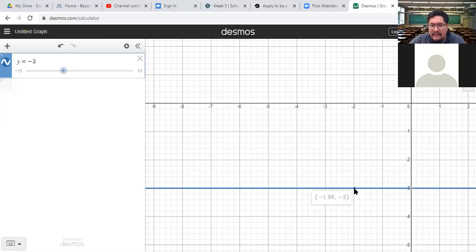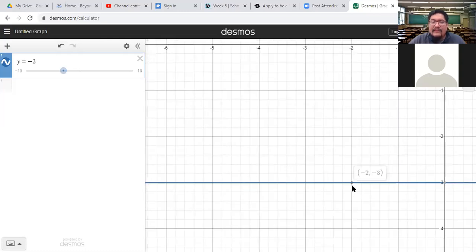which, well, you could probably already tell what's going on. Zoom in some more. (-2, -3), there you go. So it does go through both of those points. So this is a weird looking line, a weird looking formula, weird looking equation, but it still works. So we know that this is true.